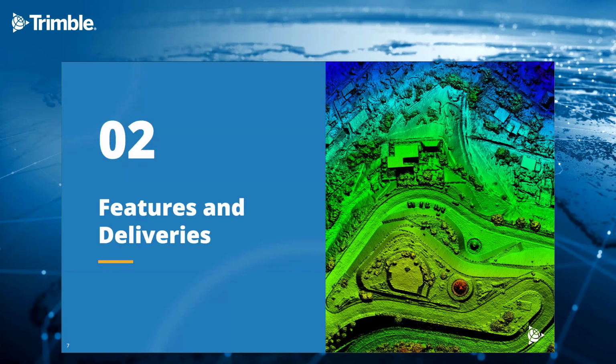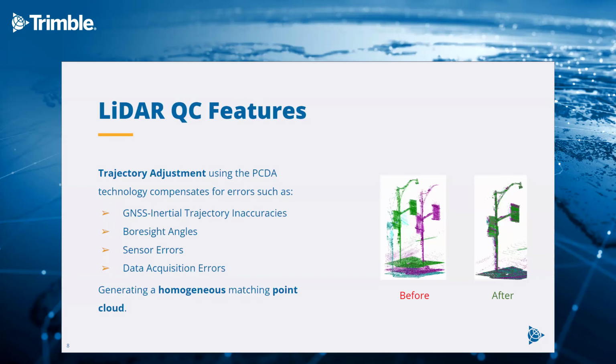So, features and deliveries from LiDAR QC. The trajectory adjustment using the PCDA technology compensates for errors such as GNSS-inertial trajectory inaccuracies, Boresight angles, any sensor errors, and of course also data acquisition errors. And the final goal is to generate a homogeneous matching point cloud.